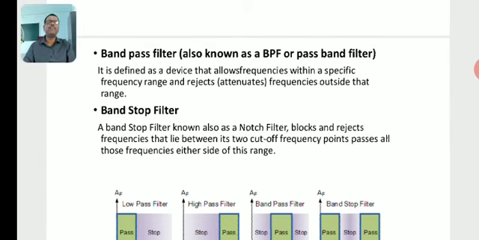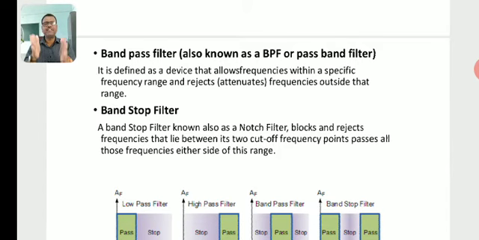A band stop filter, known as a notch filter, blocks and rejects frequencies that lie between its two cutoff frequency points, and passes all those frequencies on either side of this range.